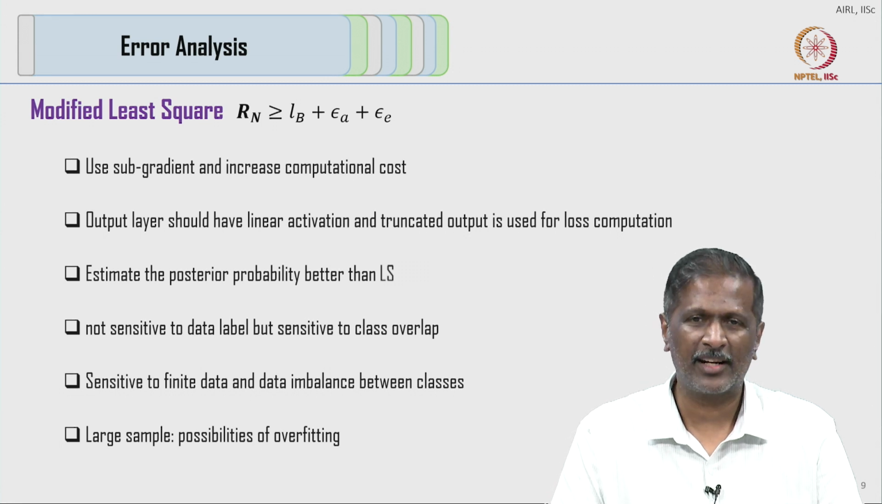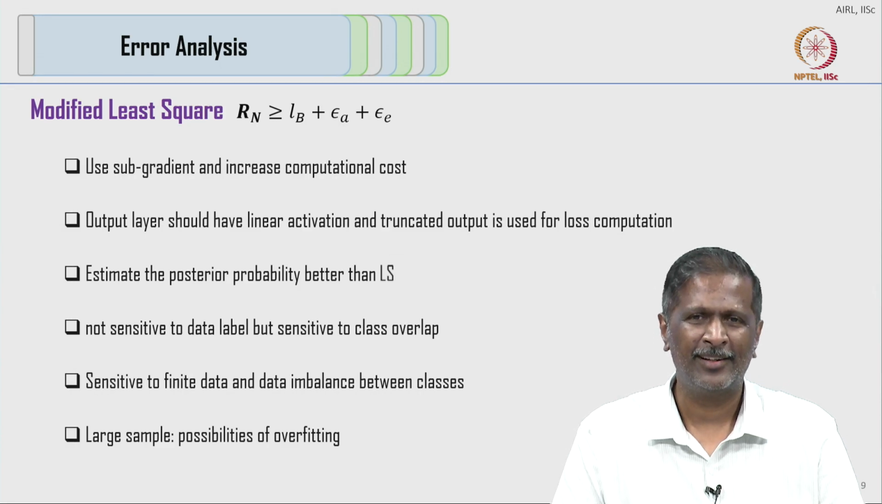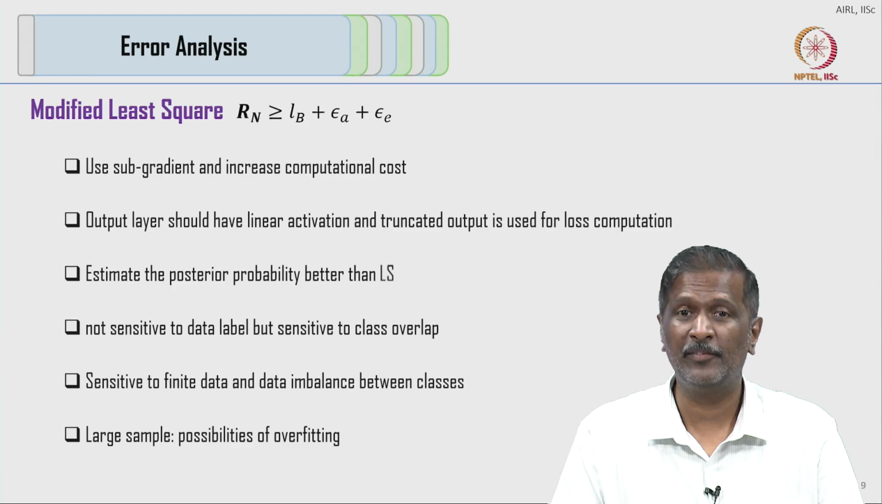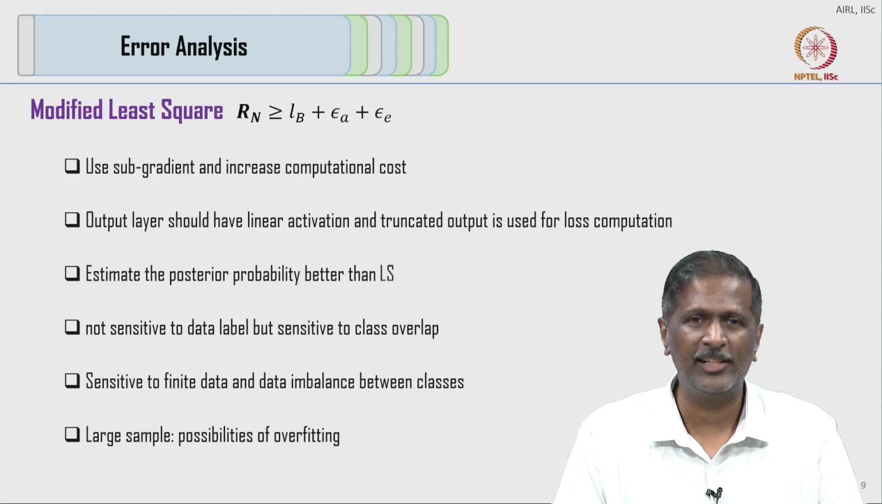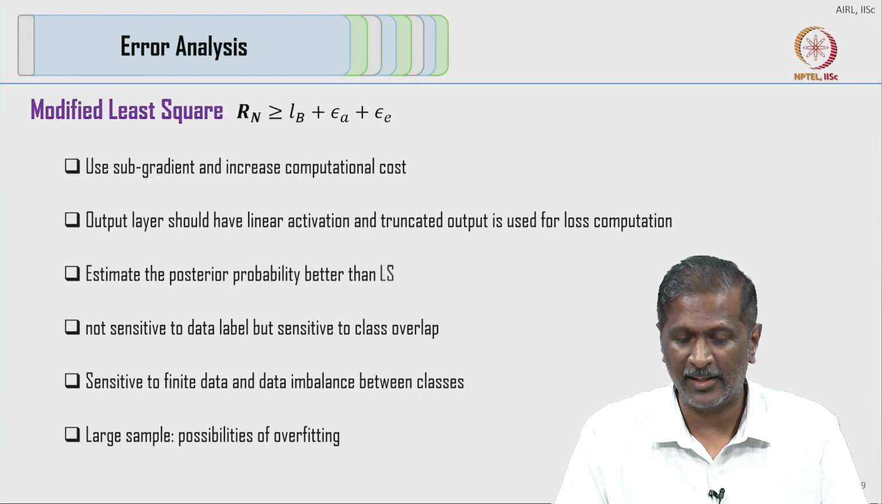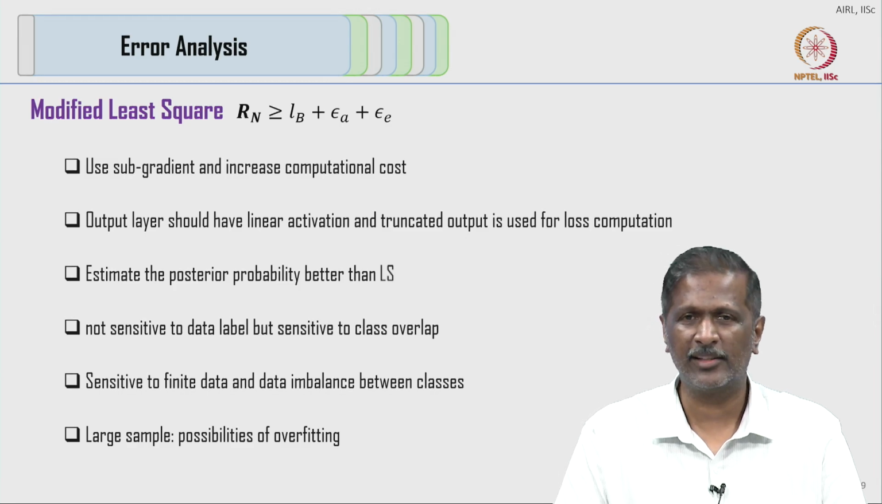If you look at the convergence analysis and all that, I am just giving the inference of that. For the scope of the course, convergence analysis is not required, but we have to understand the effect of this loss function. It may estimate the posterior better than the squared loss, and it is not sensitive to data, but it is sensitive to class overlap. Like least square, this is also a problem.